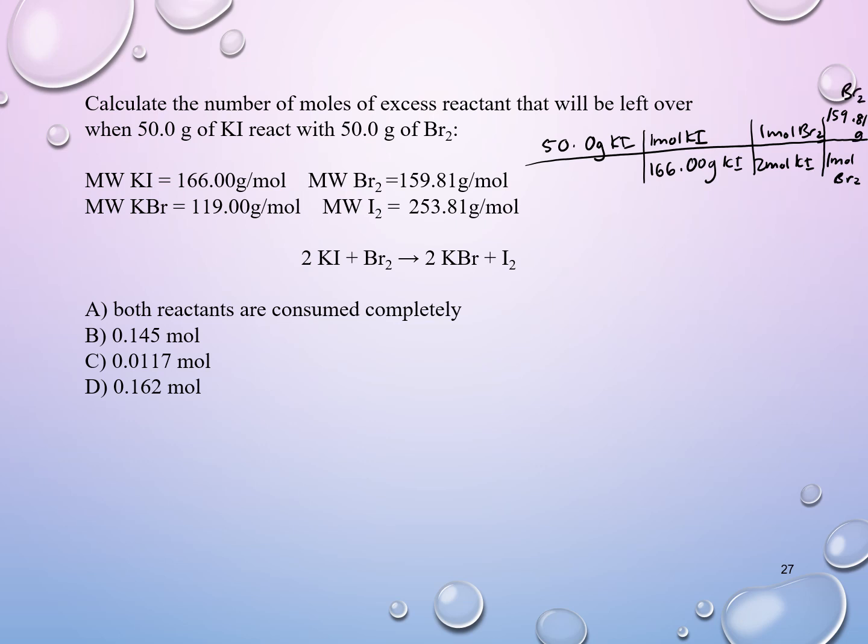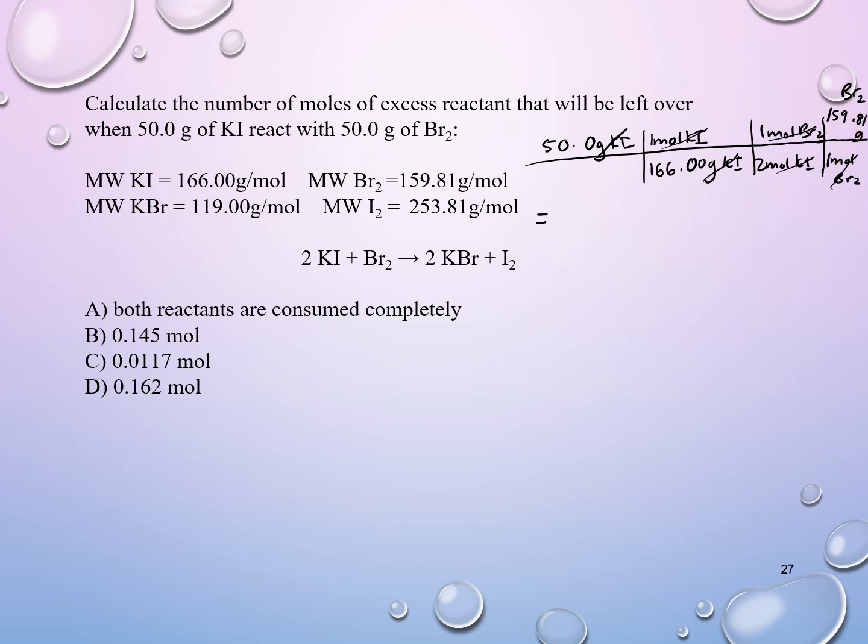Okay, now let's go ahead and put this in the calculator. You see how I'm crossing out the grams here, and then I cross off the moles, and then I cross off the moles of Br2. I get my answer in grams of Br2. So if I used all 50 grams of KI, how many grams of Br2 would you need? You would put in your calculator 50 grams divided by 166 divided by 2 times 159.81.